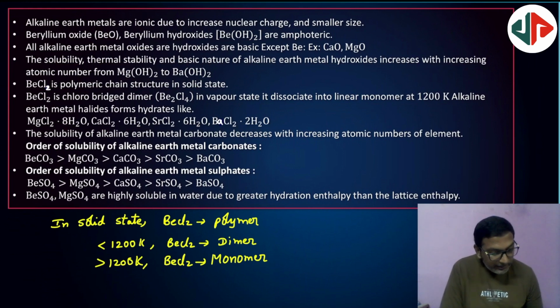Next, solubility of carbonates decreases down the group. This is solubility of carbonates and sulfates due to decrease of hydration energy. So Be to Ba, in case of carbonates and sulfates, solubility decreases due to decrease of hydration energy. Be2+ has more hydration energy, more soluble. Next.